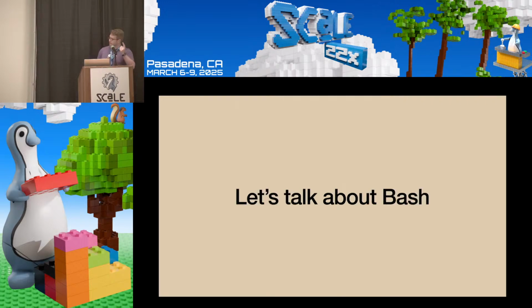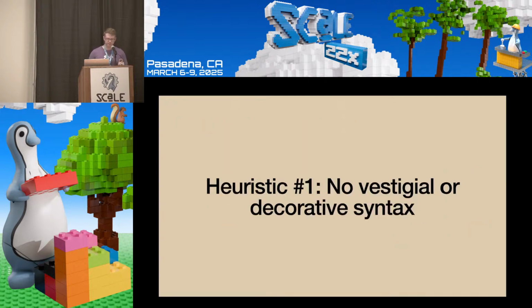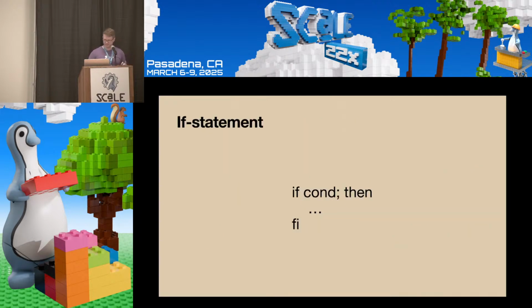So let's dive in. First, we're going to talk about bash. Function definition syntax. First of all, there's 2 of them. Second of all, come on. There we go. We have parentheses that you can't put anything in, which makes no sense. And so that leads me to ask the question, are these parentheses vestigial from a previous evolutionary form, or are they just purely decorative? Heuristic number 1, don't do that.